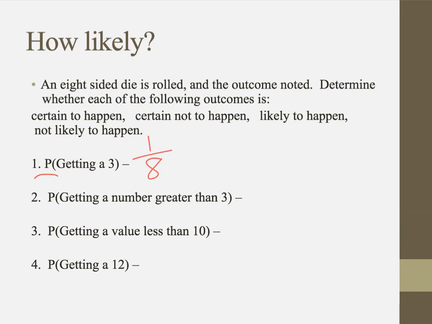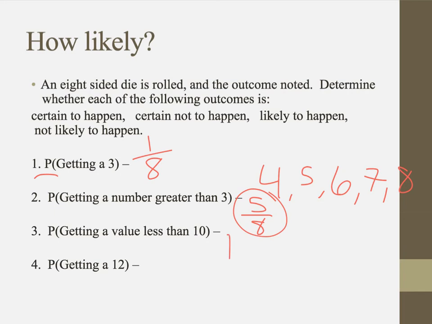Probability of getting a number that's greater than 3. 5 out of 8. So 4, 5, 6, 7, and 8 are all numbers that are greater than 3. So as Aiden said, it is 5 out of 8. Getting a value that's less than 10. That's 100%. That is our 1 for that one. How about getting a 12? That's 0%. 0 out of 8, no chance, 0.